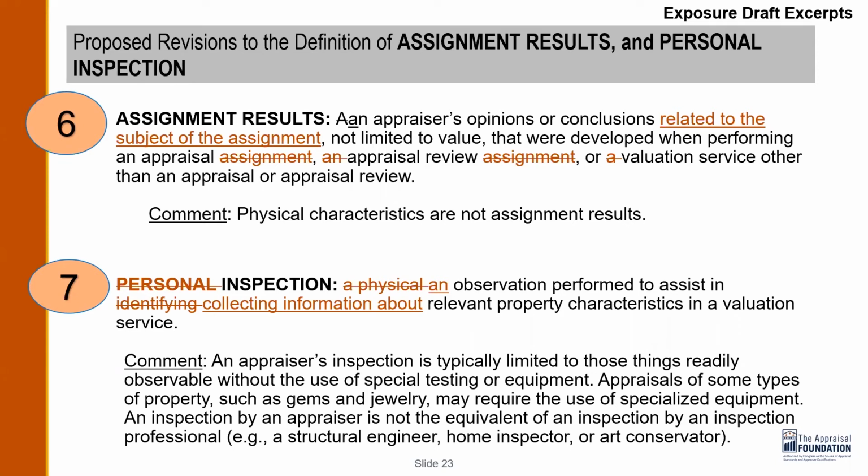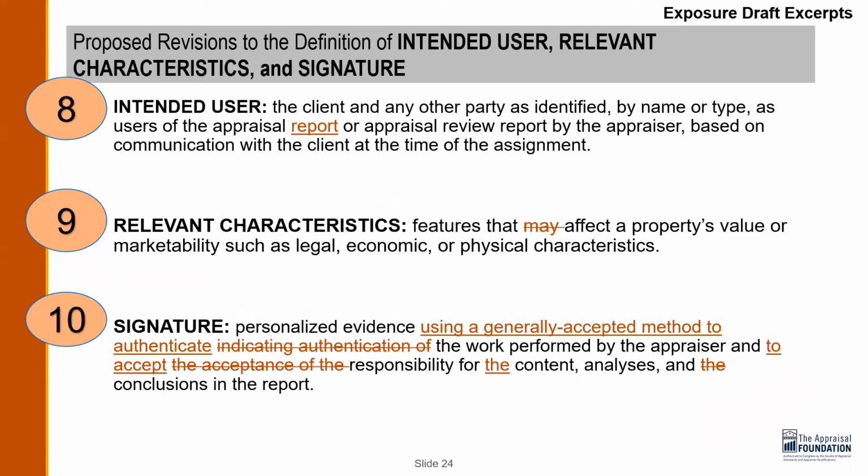Great, thanks, Wayne. Let's see here, slide 24. Yes, looks like we have 3 more definitions proposed for revision. Tell us about these. Well, a minor edit for consistency is proposed to the definition of intended user. Namely, we're adding the word report, the appraisal report. A minor edit, in particular, the removal of the word may, is also proposed to the definition of relevant characteristics. This edit is proposed to clear up some ambiguity noted in the standards when referencing relevant characteristics.